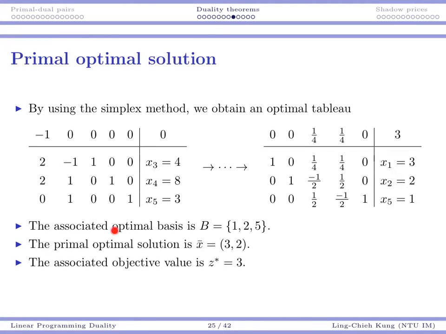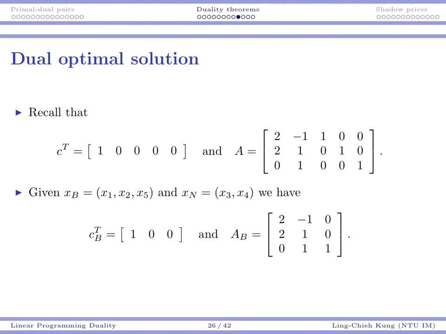The primal optimal solution for the original problem is x bar, which is 3, 2. The values for x1 and x2. And if you plug that into the original objective function, you get z star, which is 3. That's okay. And now I'm going to construct the dual optimal solution according to the formula I just mentioned.